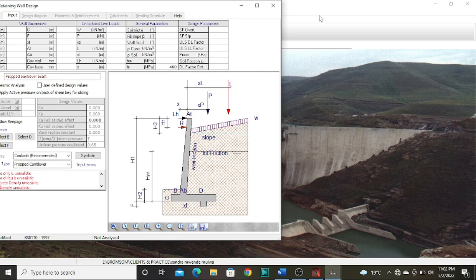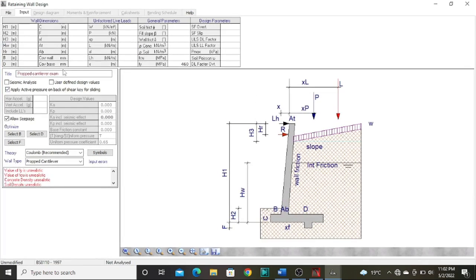The first thing you do is change the title. Let's say cantilever retaining wall. After your title, you have to check on the type of the wall.